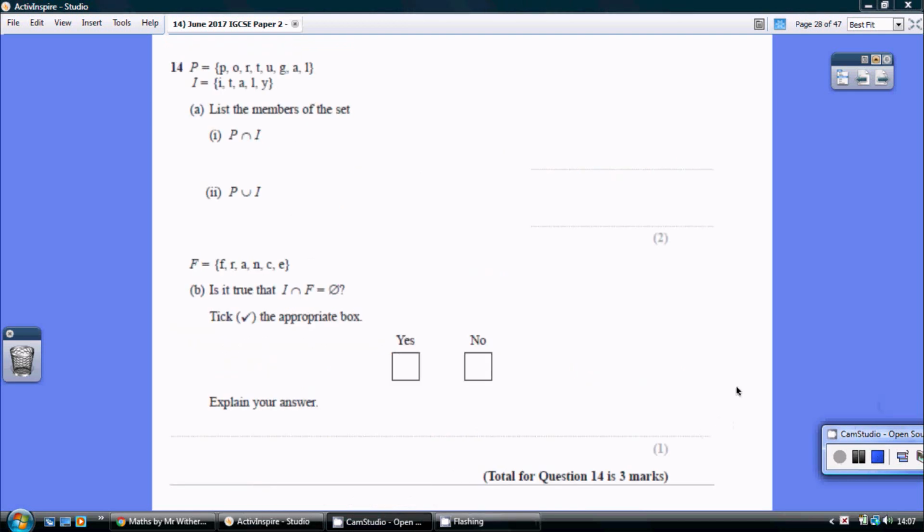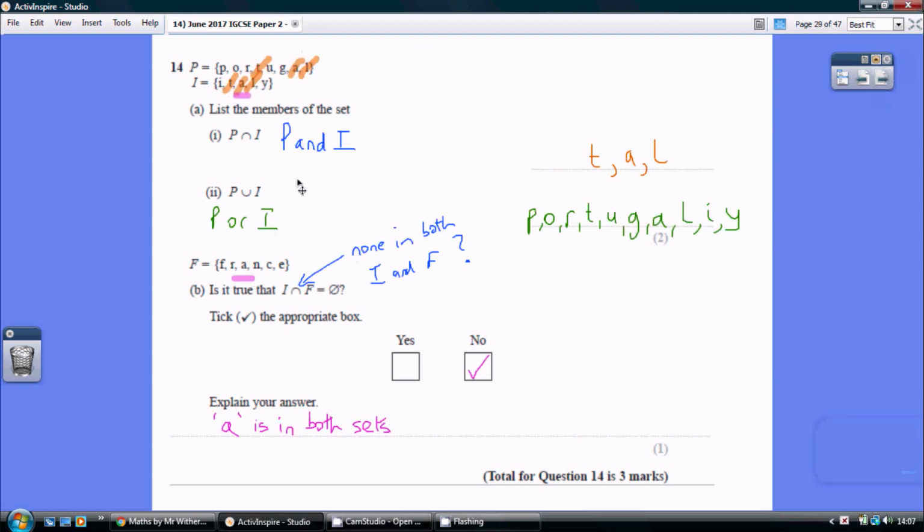Question 14. List the members of the set P intersection I. Now those are the members who are in both P and I. So which letters are both here and here? So that's going to be the T, A and the L. The T is in both, the A is in both, the L is in both.